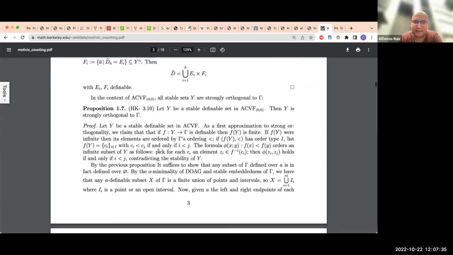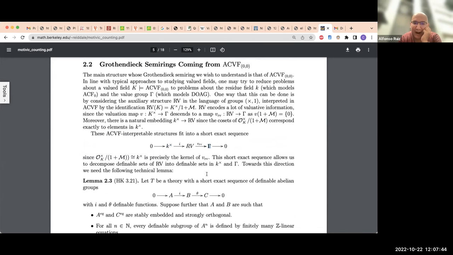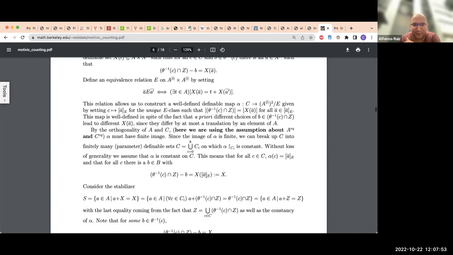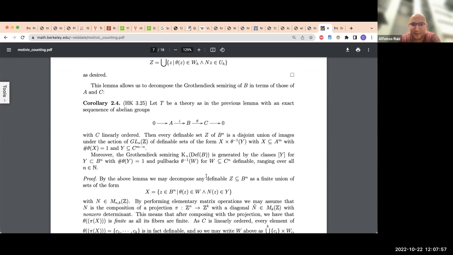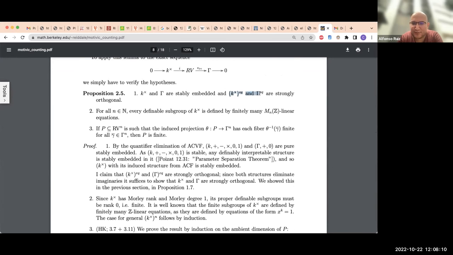Okay. It turns out that the residue field and the value group are orthogonal, right? This result is a hypothesis that you need in order to prove this corollary. So if you're under all the hypotheses that could come from algebraically closed valued fields, those two elements are strongly orthogonal, what I just told you. Anything that is definable inside the group structure of the residue field is just linear combinations over the integers. This is just quantifier elimination over algebraically closed fields. Anything which is definable in the valued field, its projection into here, is finite.